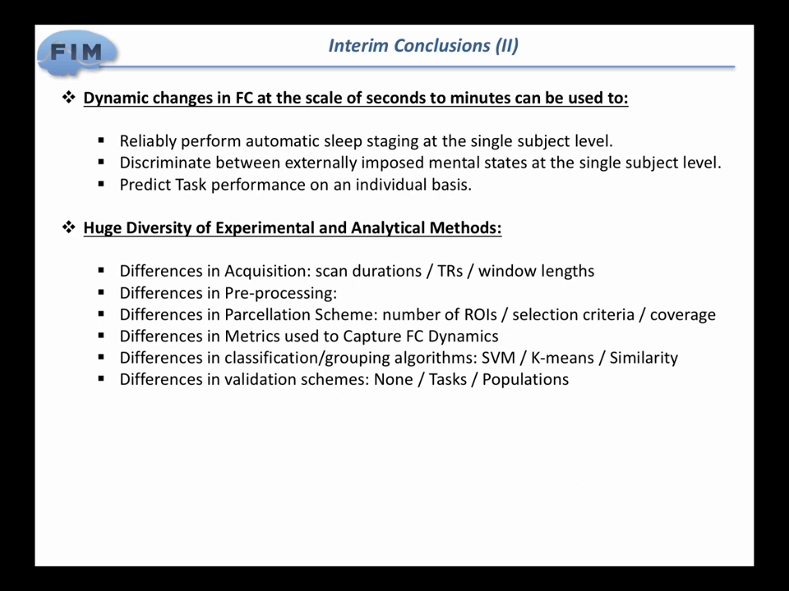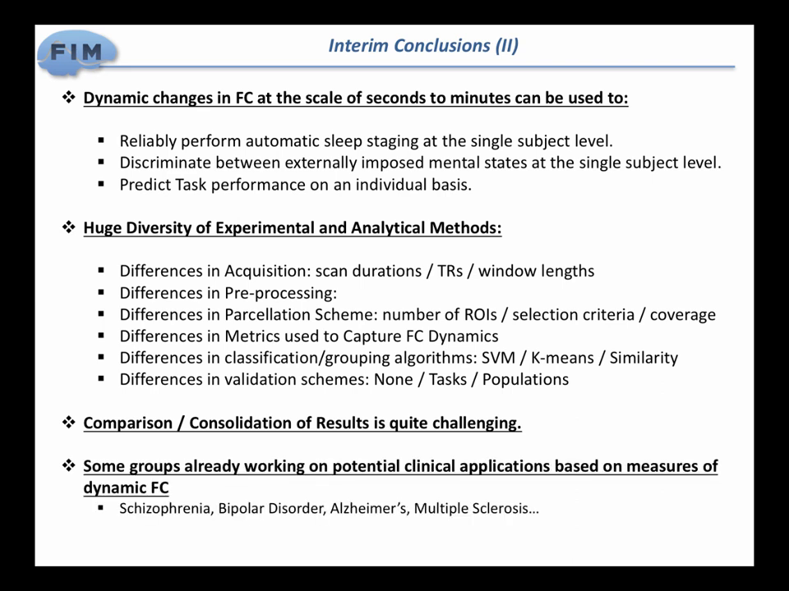There is a huge diversity in how everybody does those things. There are differences in acquisition, scan durations, TRs, window length, multiband versus not multiband, you name it. There are differences in preprocessing. A lot of these methods require you to start by having a parcellation of the brain, because doing connectivity of every single voxel to every other voxel of the brain is very hard computationally. So, as I will show you in a second, what ROIs you choose is going to potentially affect the results. What metrics you use to capture the dynamics, which methods. So it's really, really hard to actually do comparison across studies. And this is something that is a challenge for this field nowadays.